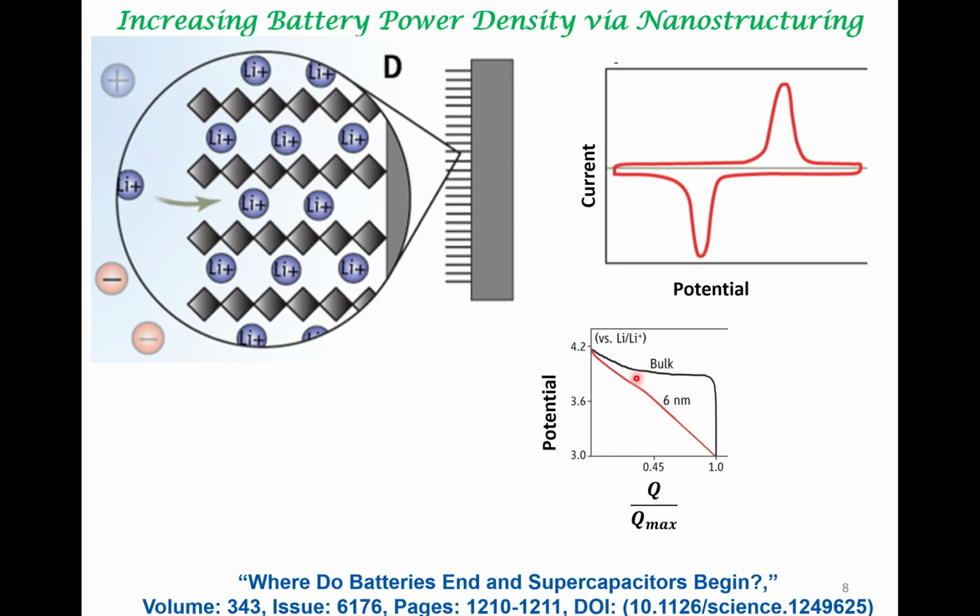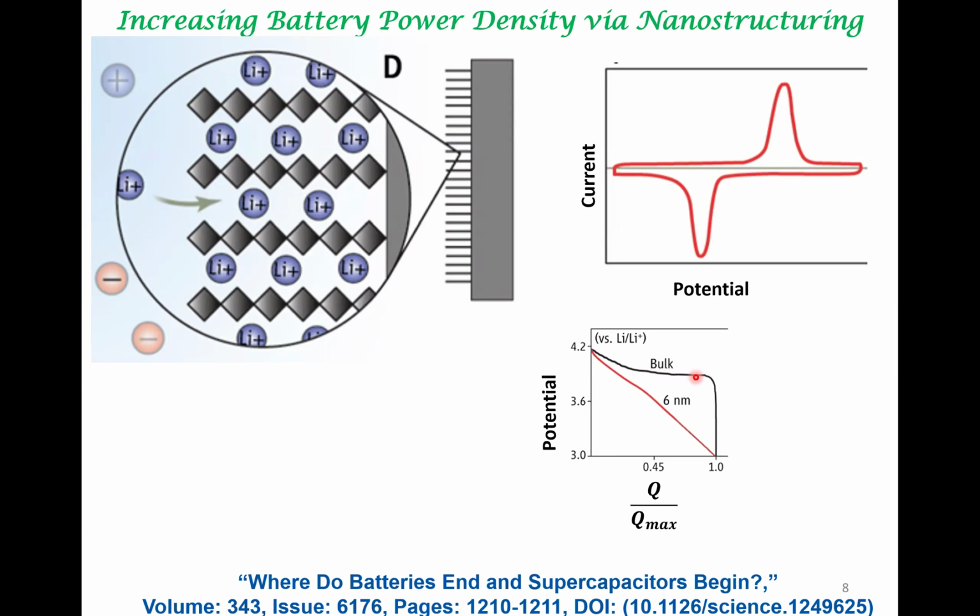So in a bulk material, if the electrode material has a large particle size, let's say micron-size particles, what you observe in a galvanostatic discharge experiment, when you discharge at a particular current, is that as the amount of charge stored in the battery decreases, the potential during discharge is not going to change. This is what we want in a battery. You want constant voltage as the battery is getting discharged at a particular discharge rate, at a particular current. So you want a flat potential change.